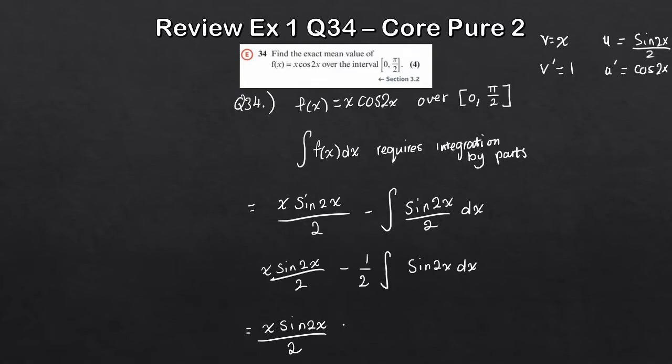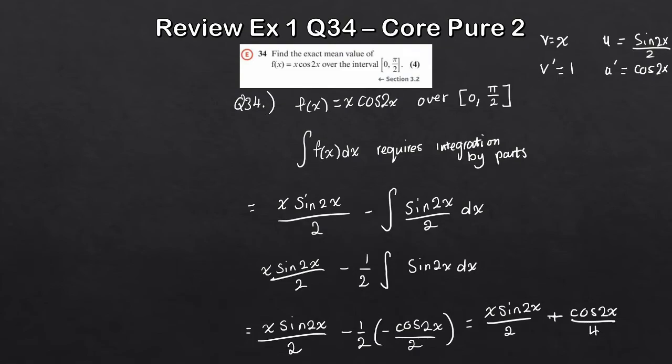So minus a half here, minus cos 2x divided by 2. And then obviously you just do minus half times this here, so you get cos 2x over 4. So now we can apply the mean value theorem here.